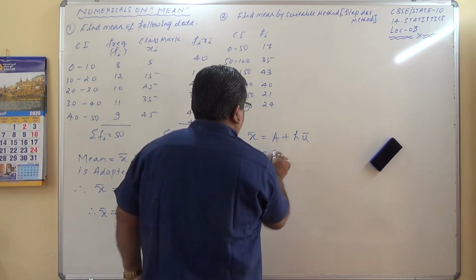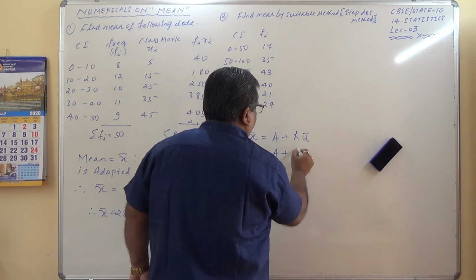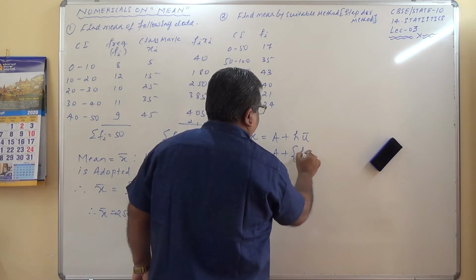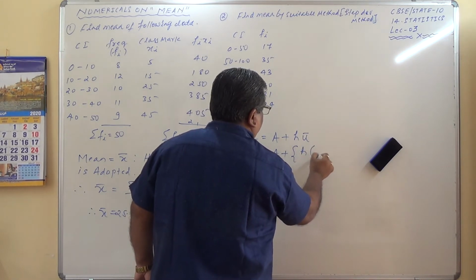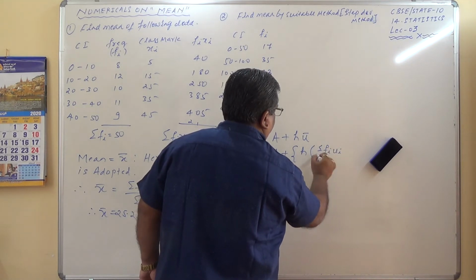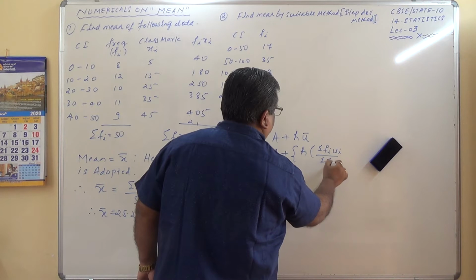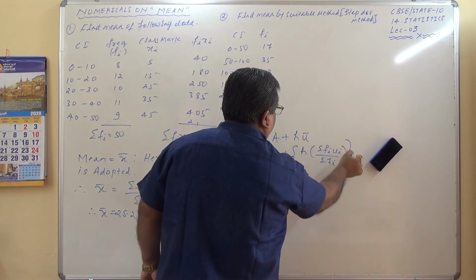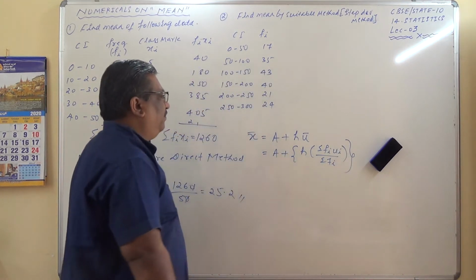So here also I can write a plus h times sigma fi ui divided by sigma fi. This is the formula which we are going to adopt.